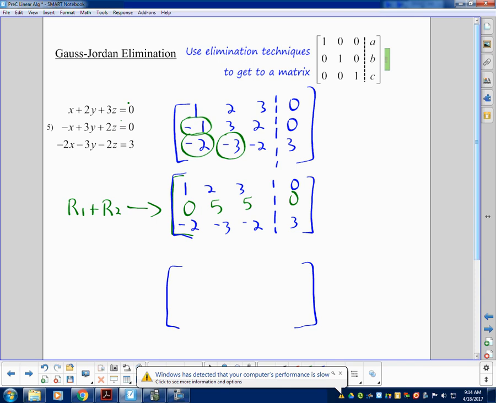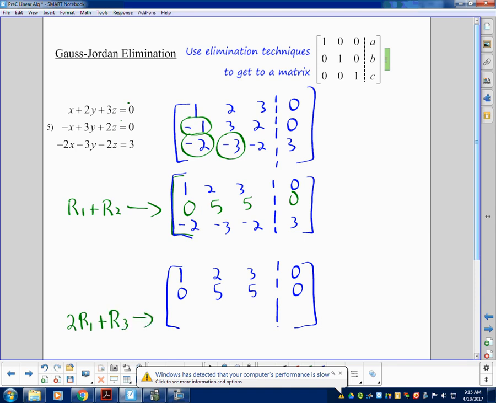So I'm going to write down 1, 2, 3, dash, 0, and then 0, 5, 5, 0. Those are going to stay the same. Don't change them. And my recipe is going to say take 2 times row 1 and add it to row 3 and tell me what the new row is.